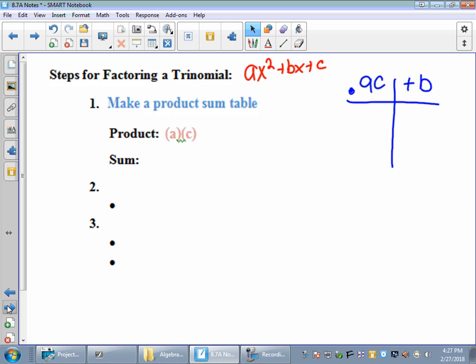So again, when we're making our product sum table, we want AC for our product, which is where I call it the AC method. And for our sum, we want B. After we make our product sum table, we are going to break that middle term into two pieces. So we're going to take our x term and make it two separate pieces. Don't forget to put variables on them when you put them in the middle term. You don't want to confuse them as constants by accident.